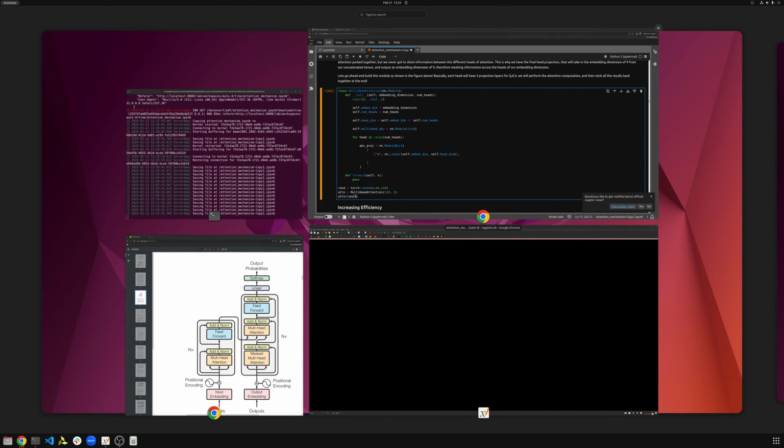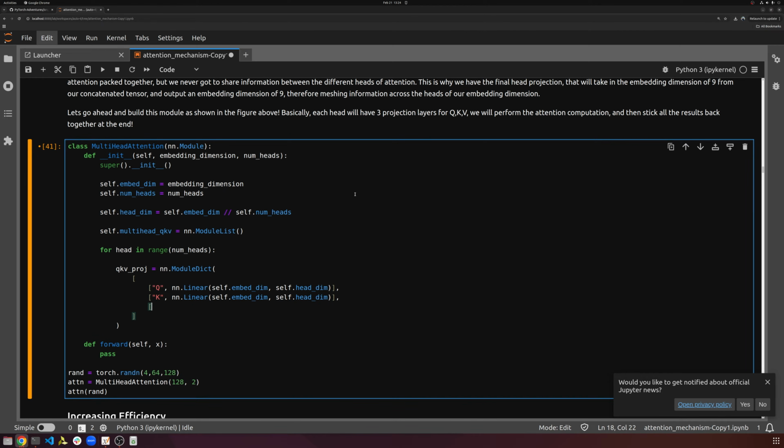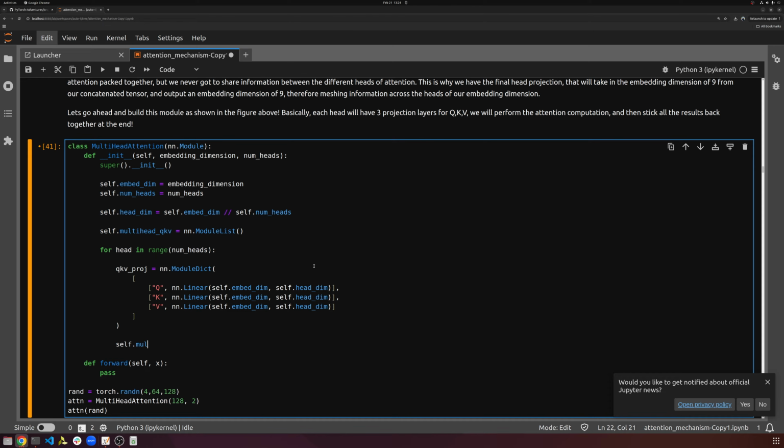And then we're going to have a K. Again, nn.Linear, self.embedDim to self.headDim. And then again, V. nn.Linear, self.embedDim to self.headDim. So there's our QKV projection for this specific head. And then I can go and store it: self.multiheadQKV.append QKV proj.